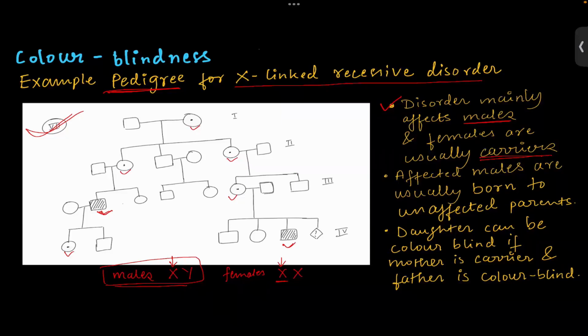Since it is recessive, a daughter can only be colorblind if the father is affected and the mother is a carrier. Then the X chromosome carrying the mutant allele from the father will be inherited by the daughter, and the X chromosome carrying the mutant allele from the mother will be inherited by the daughter. Now the daughter will have two copies of the recessive allele. So because of it, she can develop color blindness, but that is quite rare.